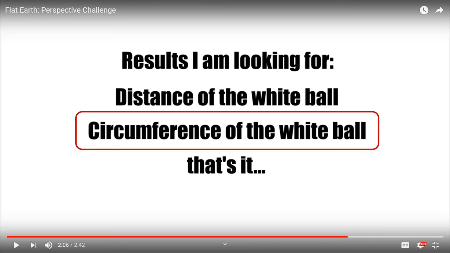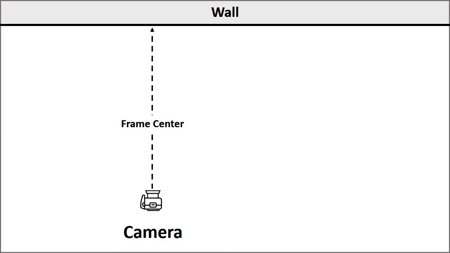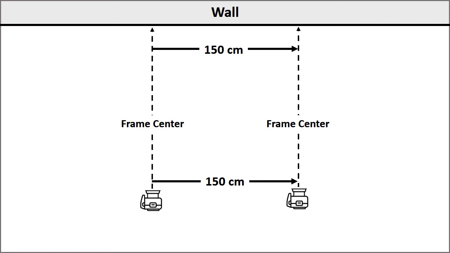First, I want to find the circumference of the ball, and I'm going to use this clue. So the way I set this up is I have a camera. The dashed line represents the frame center, which is pointing at the wall. So when Sly moved the camera 150 centimeters to the right, that frame center on the wall should also move 150 centimeters to the right.